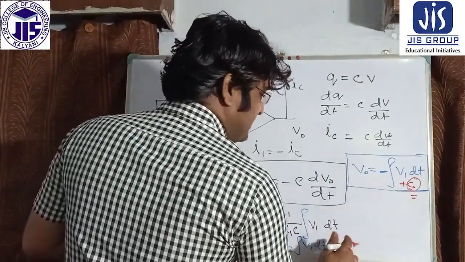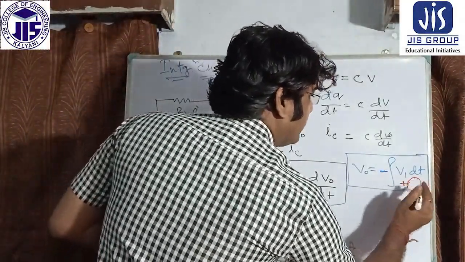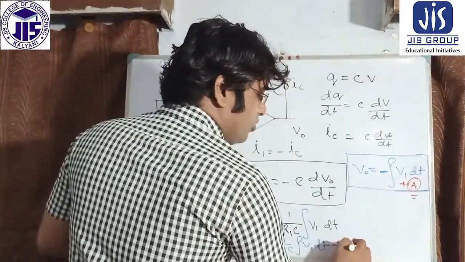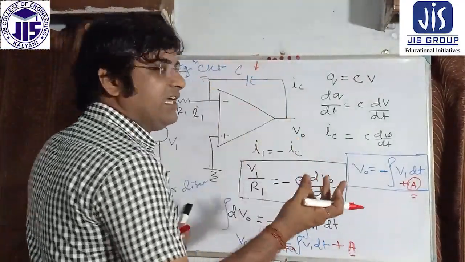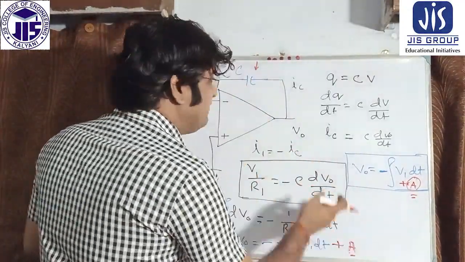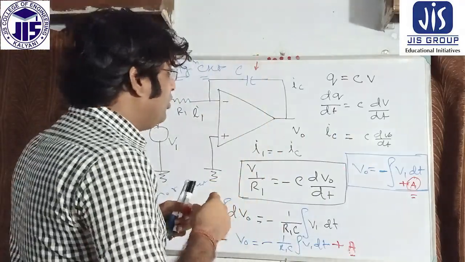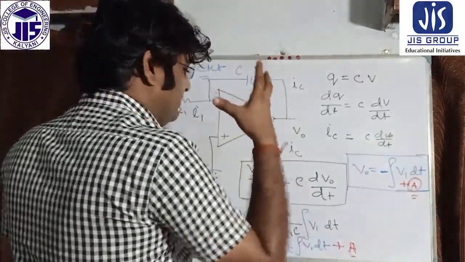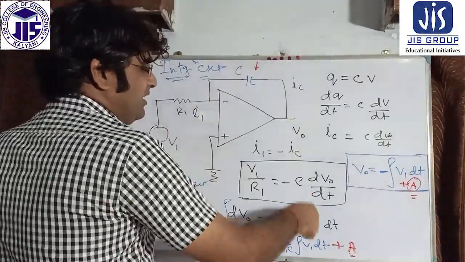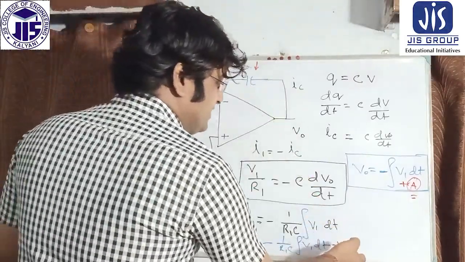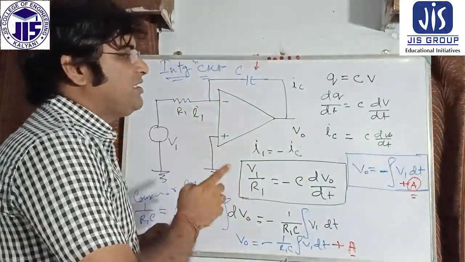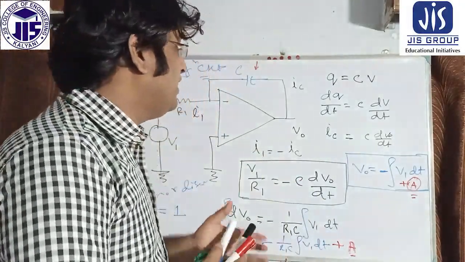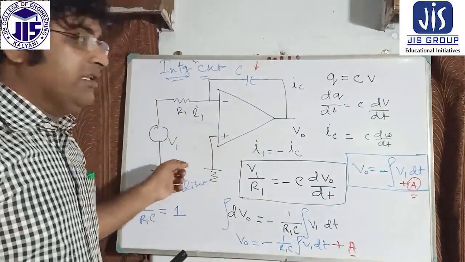We can represent it as A also, so that you are not confused. I am just representing it as a constant A, and this constant is basically a DC value. This DC voltage is whatever voltage was already stored by the capacitance previously. That DC value is represented here as A, the DC voltage. So this is our representation of the integrator circuit. Thank you very much.